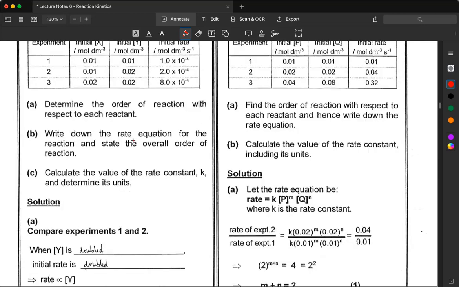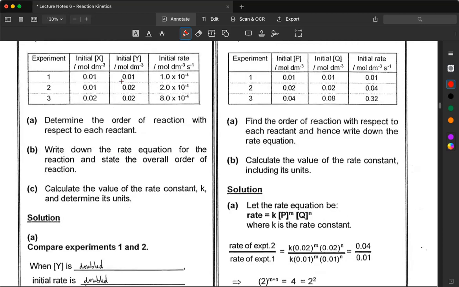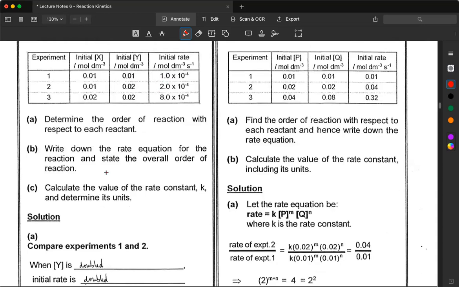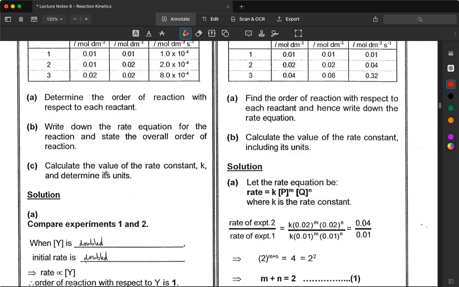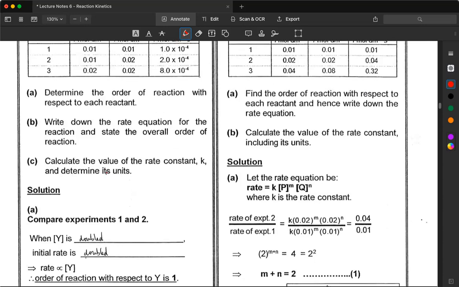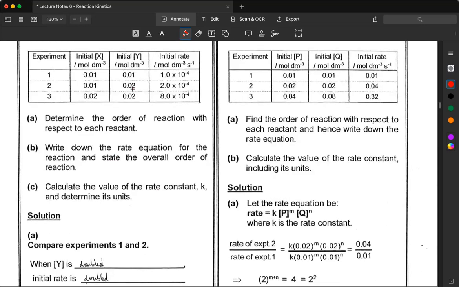So in this case, when Y concentration doubles, the initial rate times 2. Can you see that? Times 2 here, times 2 here. So the order of reaction with respect to Y must be 1. Then you look at X, experiments 2 and 3. So we already know the order of reaction for Y is 1.